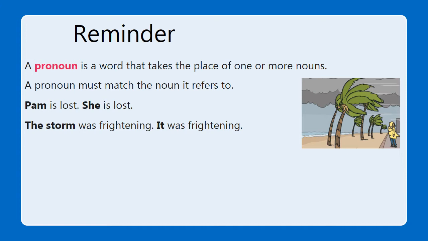Here are two examples. Pam is lost. She is lost. Pam is one person. She takes the place of Pam. The storm was frightening. It was frightening. It takes the place of the storm.